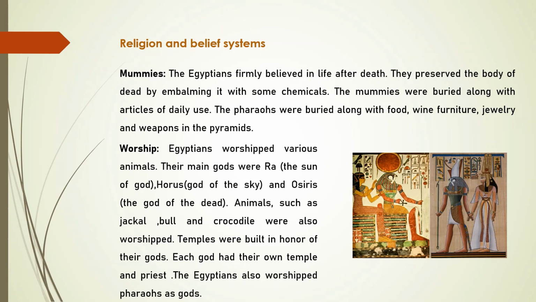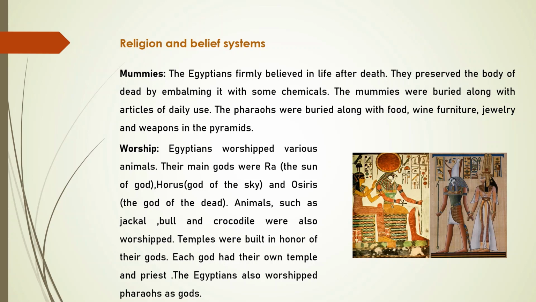Egyptians believed in life after death. That's why with the mummies they kept articles of daily use. With the pharaoh they kept food, wine, jewelry, and weapons.